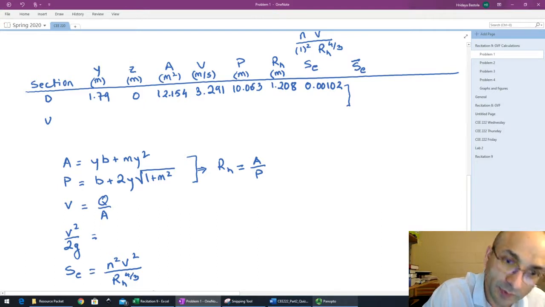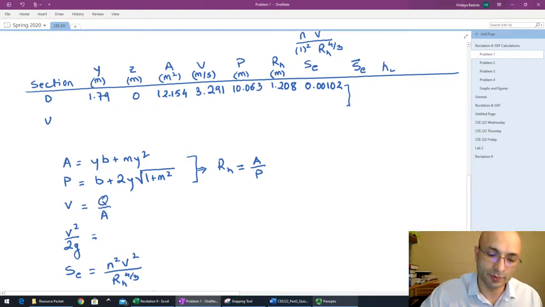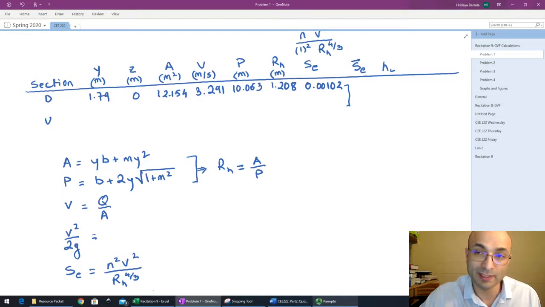From this point on, once we have the SC average, we can then get our head loss value, and then we'll compare the total energy upstream to the total energy downstream.